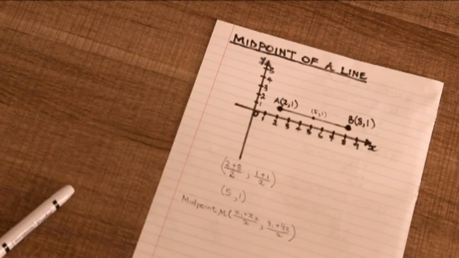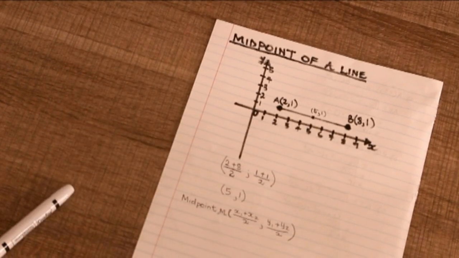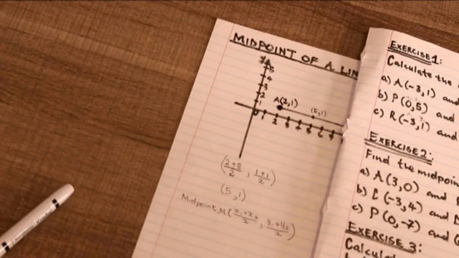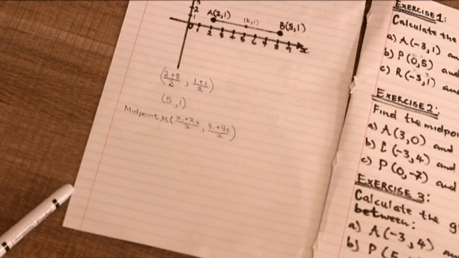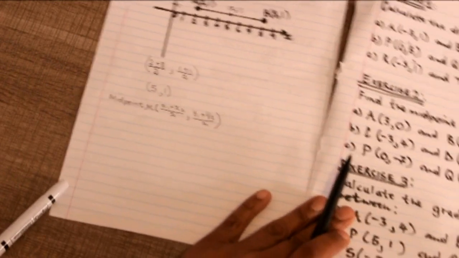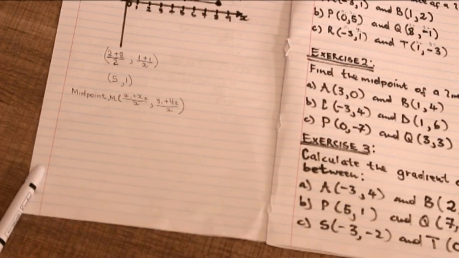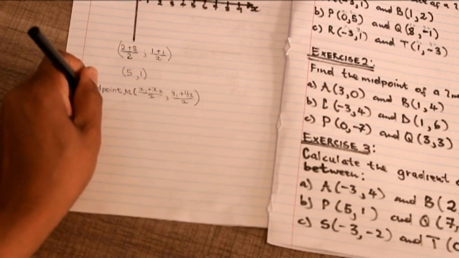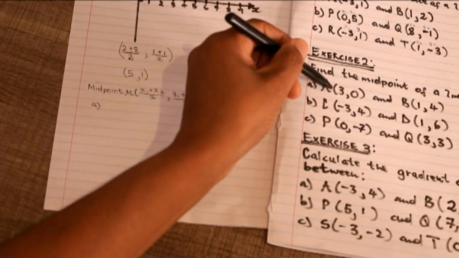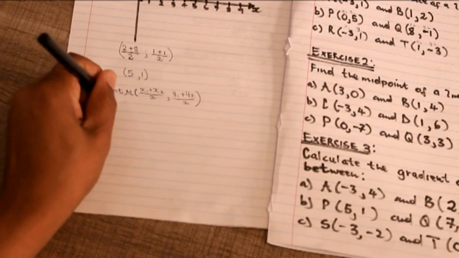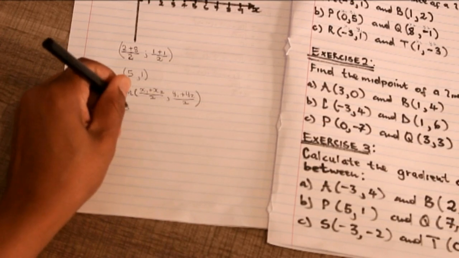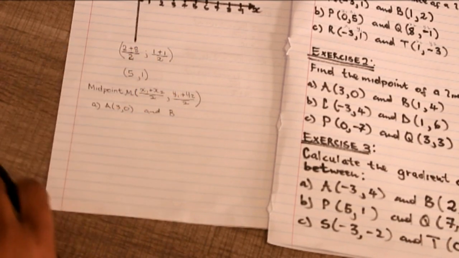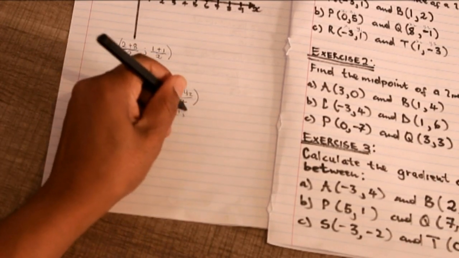So I'm going to look at the exercise that will need us to solve. Look at exercise 2, where it says find the midpoint of a line between these points. Now look at the first one, it's A. We have A being 3, 0, and also B, which is 1, 4.